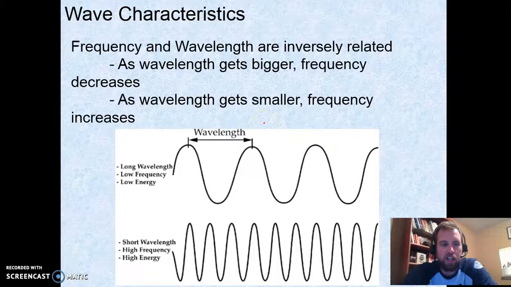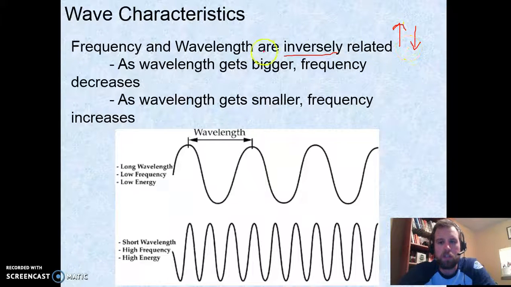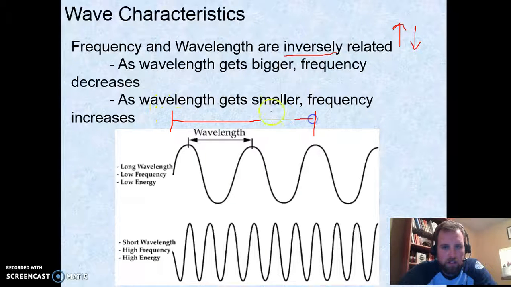Okay, one last thing I got for you guys on wave characteristics. Wavelength and frequency are linked. The way they're linked is that they are inversely related. This will go in your notes as well. Inversely means that as one goes up, the other one goes down. When one gets bigger, the other one gets smaller. So for example, as wavelength gets bigger, as the waves get taller and longer, frequency decreases.